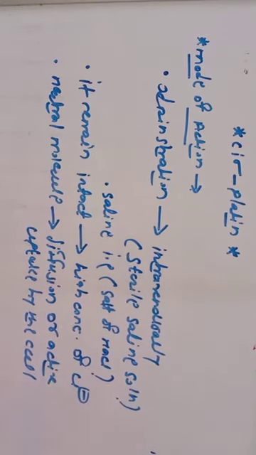So the route of administration is intravenous. It contains a high concentration of chloride ion, and therefore it remains intact. Then this neutral molecule enters into the cell by diffusion, or by active uptake by the cells. When it enters into the cell, it undergoes a hydrolysis reaction.